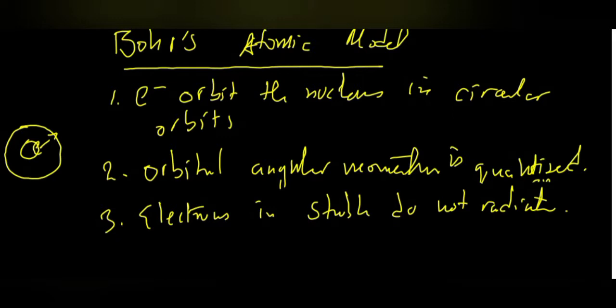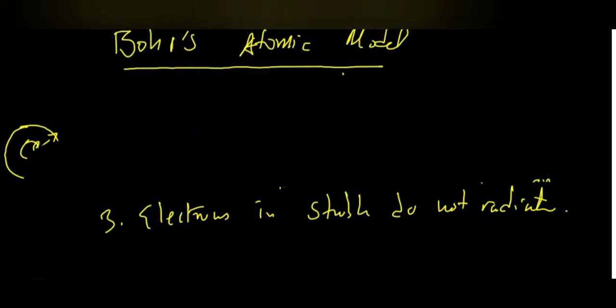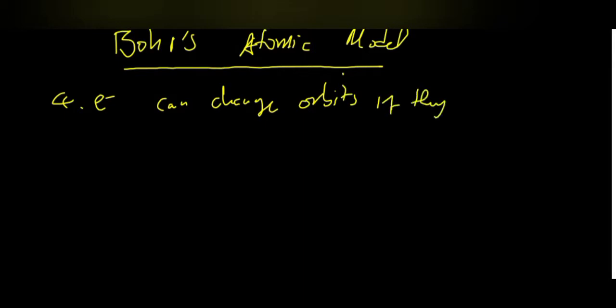Another postulate that Bohr came to discover, or the idea that he gave, is that electrons are able to radiate. That is, electrons can change orbits if they radiate energy. So what are we saying? If you have got an electron, let me just make a drawing there.